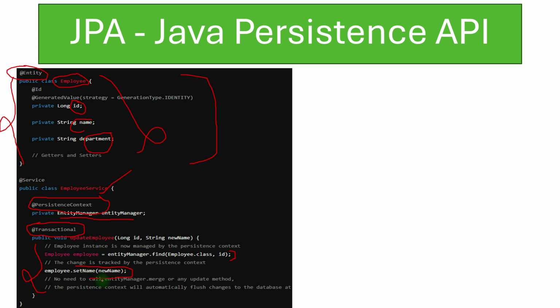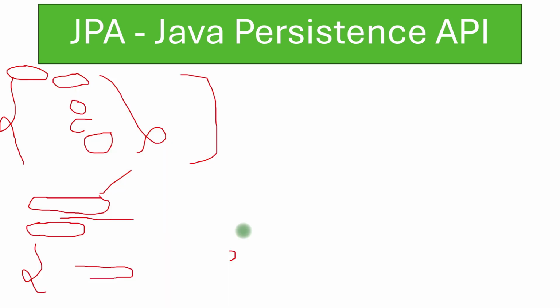If anything goes wrong or everything is successful, that is to be managed by this persistence context only. And whenever we are coming out of this method, the persistence context is automatically flushed out to have the memory and garbage collection and all that thing available.